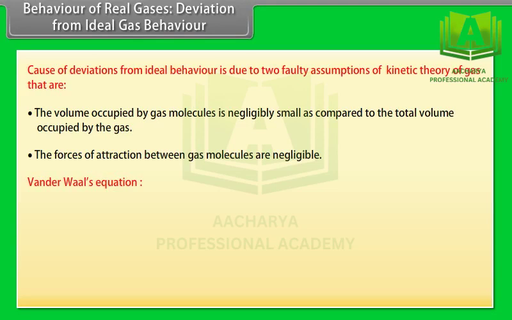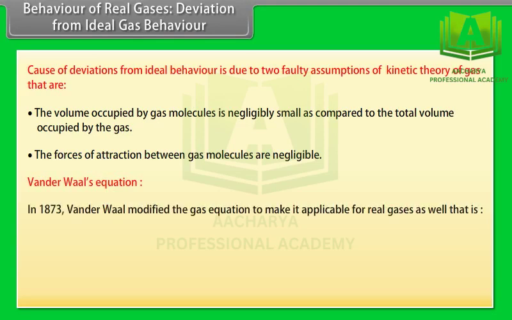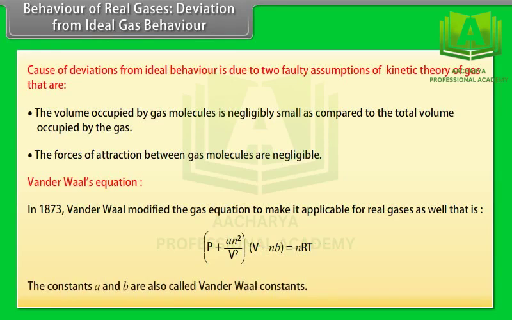Van der Waals equation. In 1873, Van der Waals modified the gas equation to make it applicable for real gases as well. That is, (P + an²/V²)(V - nb) = nRT. The constants a and b are also called Van der Waals constants.